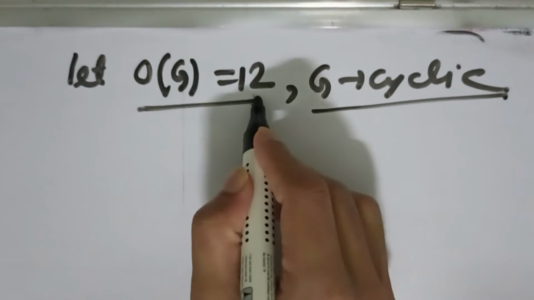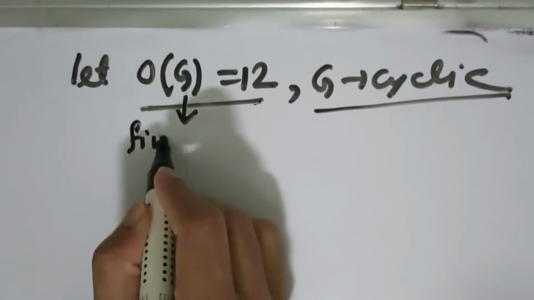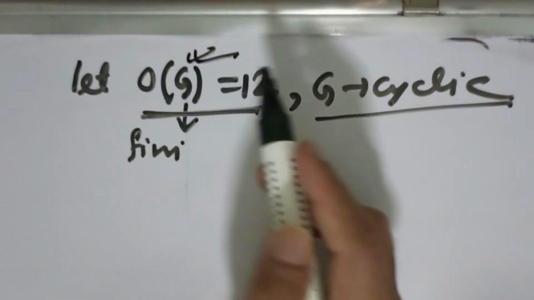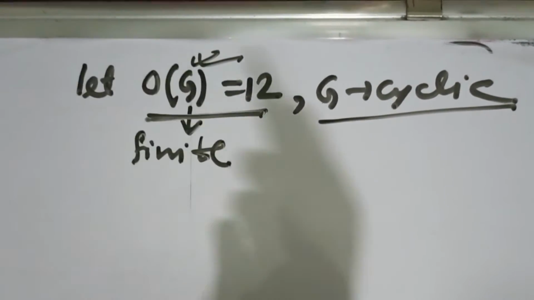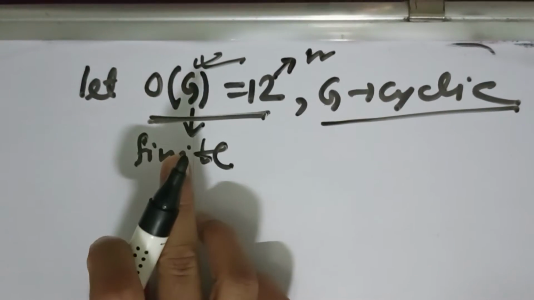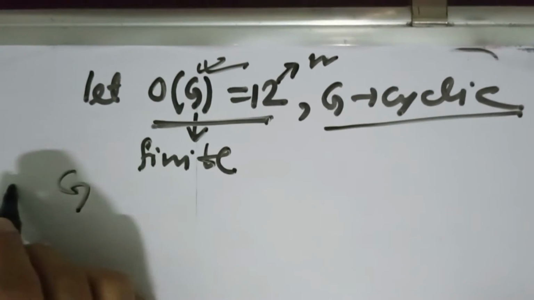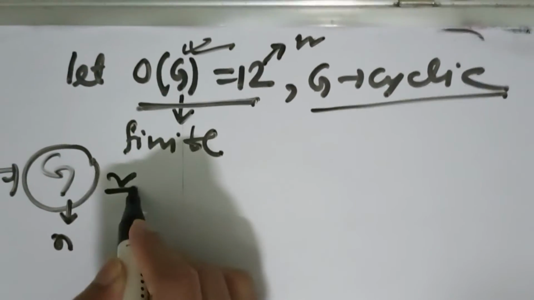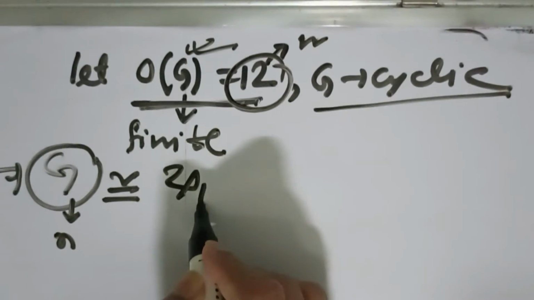Since G is of order 12, obviously G is finite, meaning G has 12 elements. In this group there are 12 elements, so obviously it is a finite group. Okay, we know that any finite cyclic group of order n is isomorphic to Zn. So since G is a finite cyclic group of order 12, it is isomorphic to Z12.